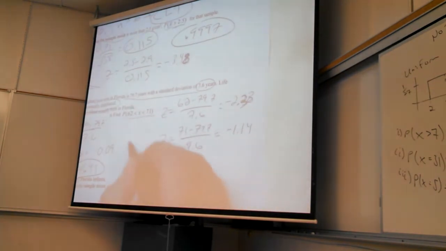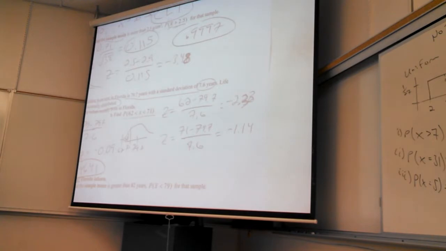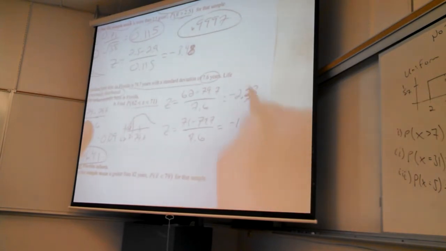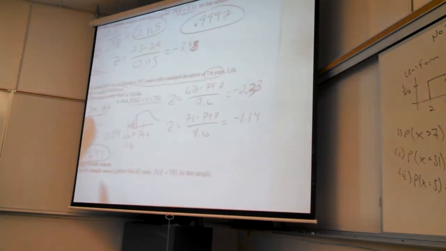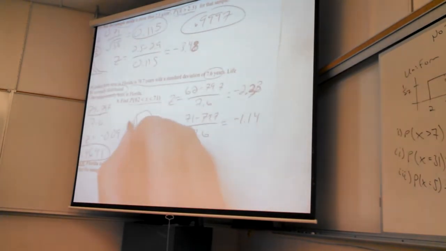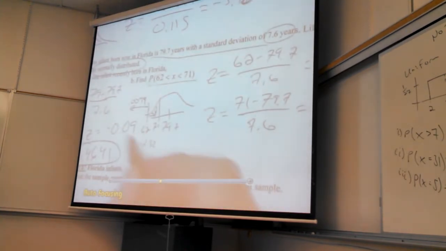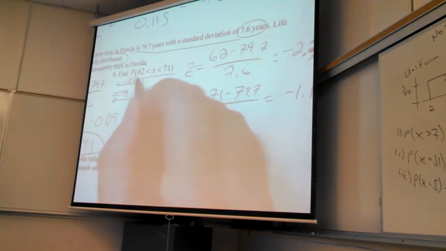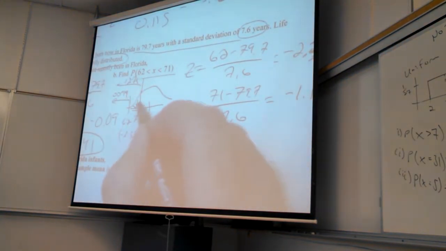And then you just look up there now. So my picture is going to be 79.7 in the middle. There's 62. There's 71. I want to get that area, so I find the two areas and subtract them. I'm kind of picking up speed here, but that's because we're running out of time. So if I look up negative 2.33, I get an area of, what do you guys get? 0.0099, I like it. And if you look up negative 1.14, 0.1271. And if I subtract those, I'll get that area.